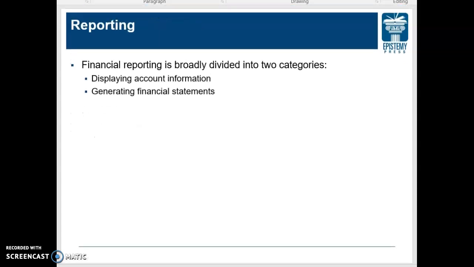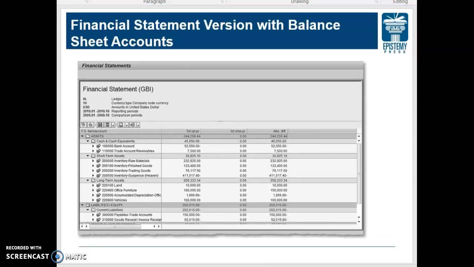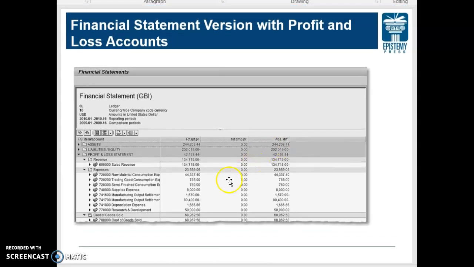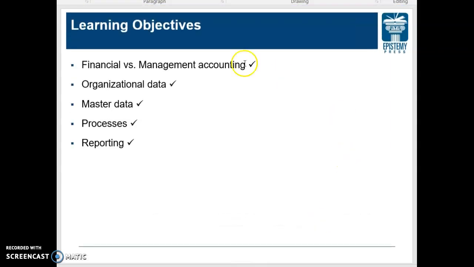So the last thing I want to talk about is reporting. That's a great thing about enterprise systems: we can get great reports. We can display account information, and we can also generate financial statements. So here's an example. In SAP, we could generate a balance sheet, because we're keeping track of all of our expenses and all our processes. Another thing you could generate is a profit and loss or income statement from SAP, from everything that's been going on. There's also a list of accounts, and a whole bunch of other reports.